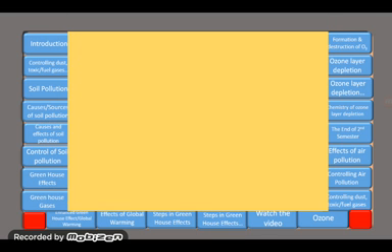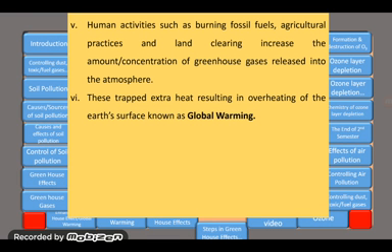Steps in greenhouse effect still continues. So step 5, human activities such as burning fossil fuels, agricultural practices, and land clearing increase the concentration of these greenhouse gases released into the atmosphere. And when we have excess of these greenhouse gases, more heat is trapped to the surface of the earth, and this could lead to a phenomenon known as global warming, that is overheating of the earth's surface.